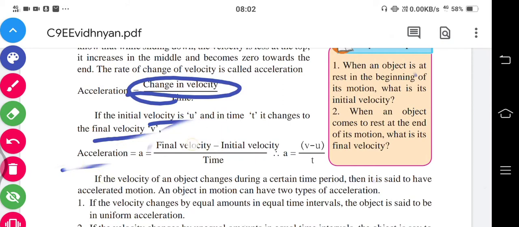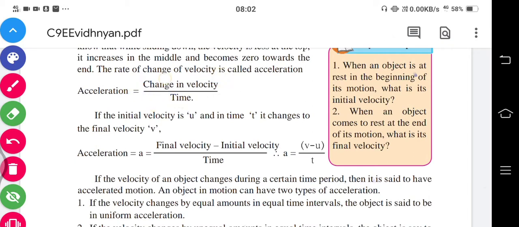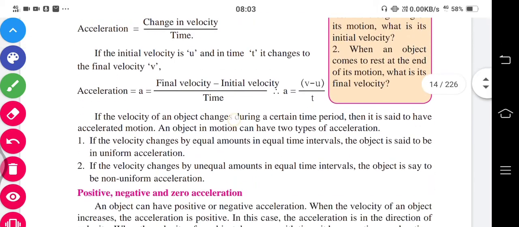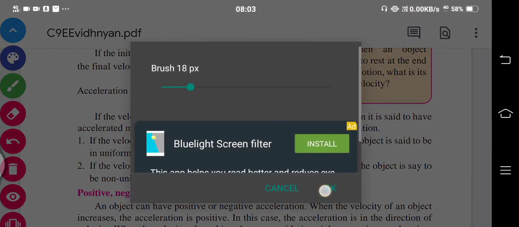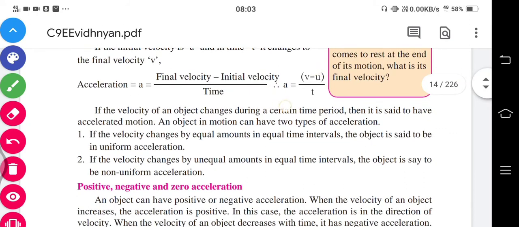Here the formula for acceleration is equal to change in velocity upon time. So what is the change in velocity? Final velocity minus initial velocity. Final velocity is at the bottom and initial velocity is at the top. So final minus initial gives you the change in velocity.